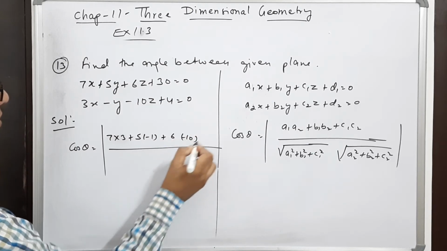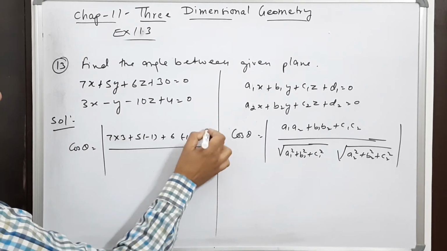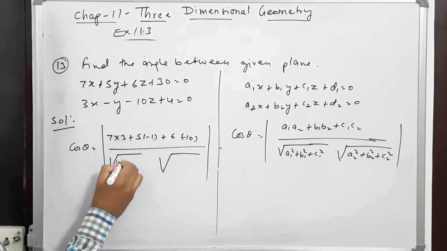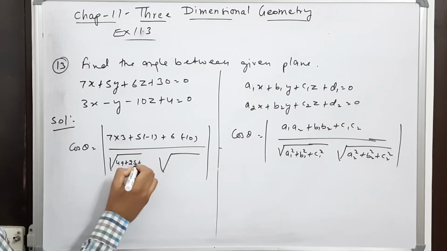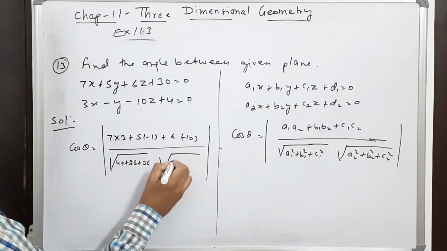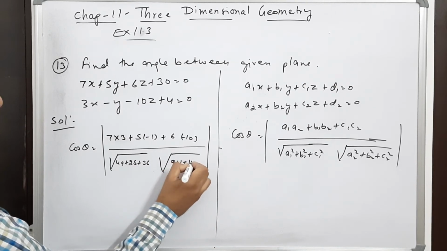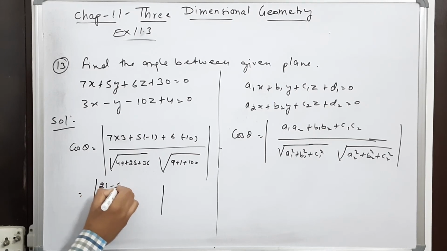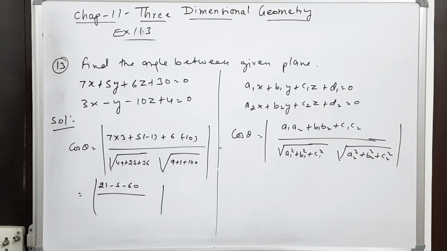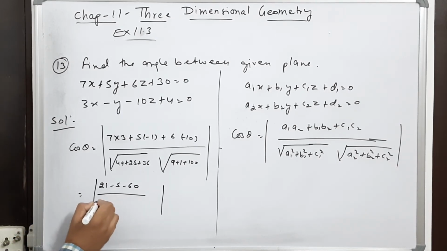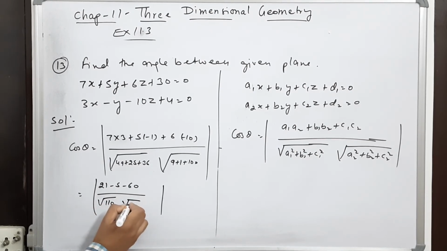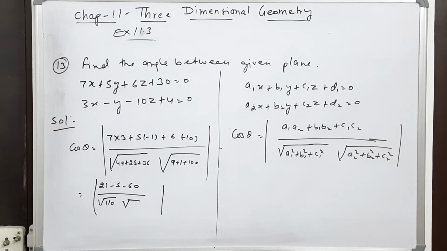into minus 10 upon root of a square. A square is 49 plus 25 plus 36. This side it is 9 plus 1 plus 100. So the final part is 21 minus 5 minus 60 upon the total of the first part is 110. This total is 110 and this total is 110.